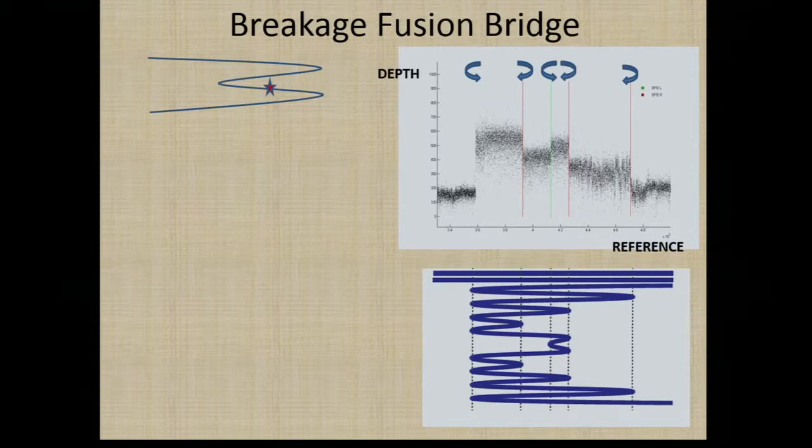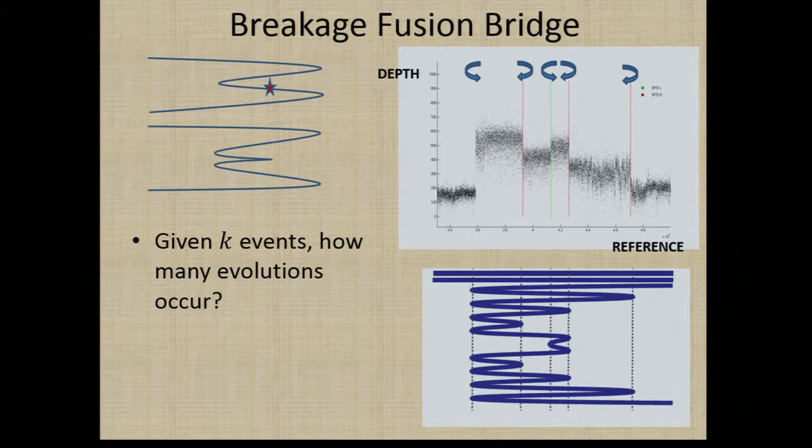Just a quick recap on what goes on with a break and fusion bridge. Without getting into the biology, we can think of it as a break occurring at some point. We get duplication up to that break, so we get a kind of symmetric situation, two symmetric things. And in some sense, those two things get glued together. That process continues, and we end up with these folding structures.